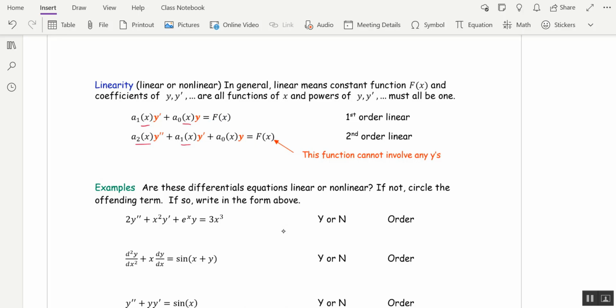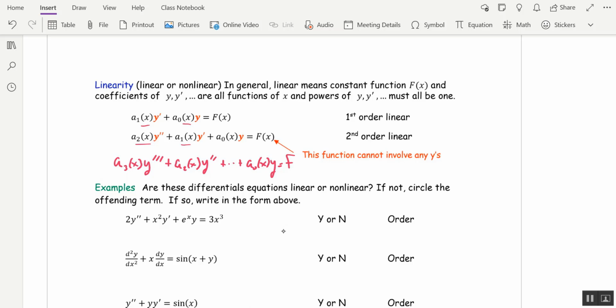It doesn't really have a name, but in harmonic motion, we call it a driving function. So I'll call it a driving function. It's only a function of x, not of y. So if you see the pattern here, the next one would be a sub 3 of x, a third order would be a sub 3 of x y triple prime plus a 2 of x, and then you multiply y double prime, and you go down to a naught of x, y equals big F.